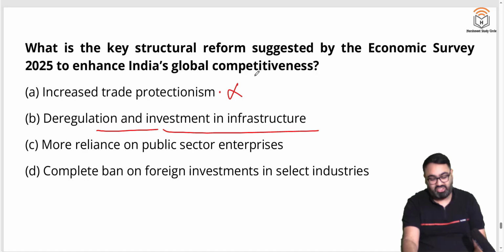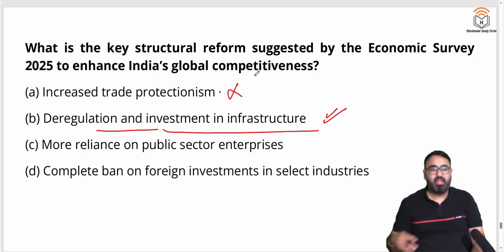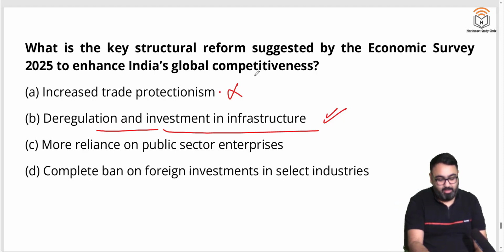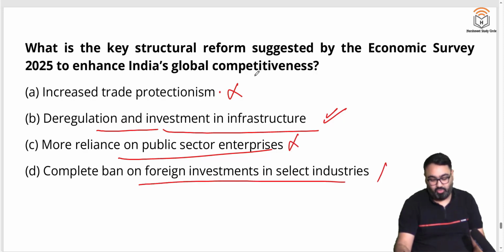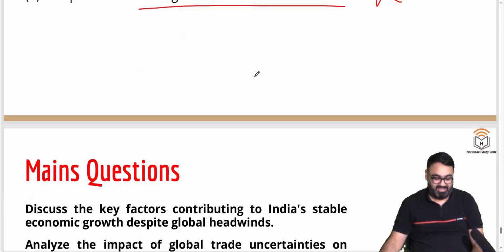Deregulation, investment in infrastructure. Yes, this is what it says. We just discussed: investment should be increased. Regulation should be reduced so that we make it lucrative for others to come and invest. More reliance on private sector? No, quite the opposite. Complete ban on foreign investment? No. It is actually the second one which the survey suggests.